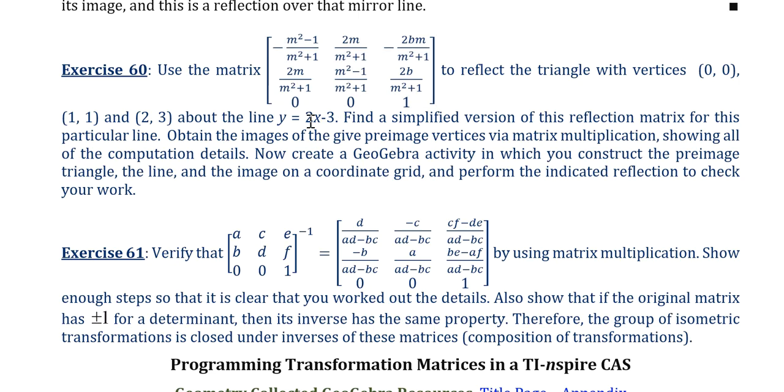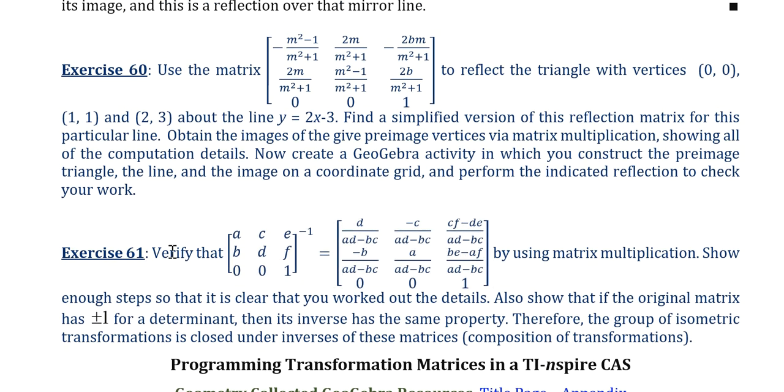So just put the appropriate m and b in this formula. Remember, the 2 is m, negative 3 is b. Get your matrix here with actual numbers. Multiply that by the appropriate point matrix and see what this turns out to be. And then I want you to check your work by going to GeoGebra and drawing the triangle out and graphing this line and reflecting it, and make sure that the image points are what you computed here. So the two things should agree.